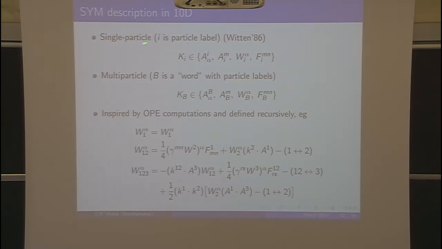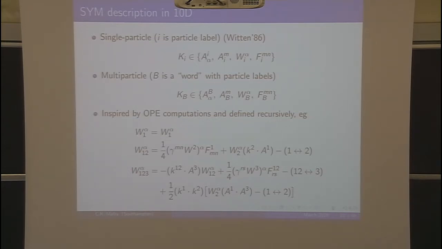They all start with the single particle description of Berends-Giele theory in 10 dimensions, where this letter I here denotes a single particle label. It could be 1, 2, and so forth. And then this description is generalized to a multi-particle framework, where now the capital letter B denotes a word with particle labels. B can be, say, 1, 2, 3, 4, 5, and each of these individual letters denotes a particle.